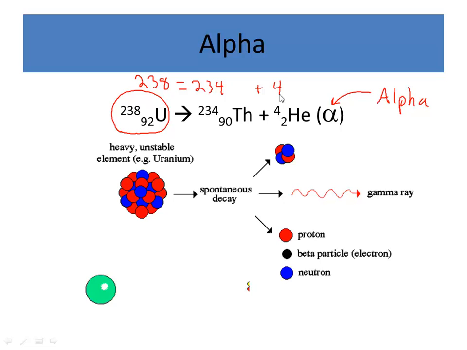Same thing with the atomic number. I start with 92 protons, I give up 2, and I'm left with 90. 92 is equal to 90 plus 2, and I'm left with atomic number 90. If you look in your periodic table, atomic number 90 is thorium. Okay? Makes sense?